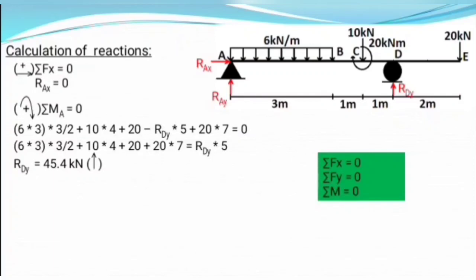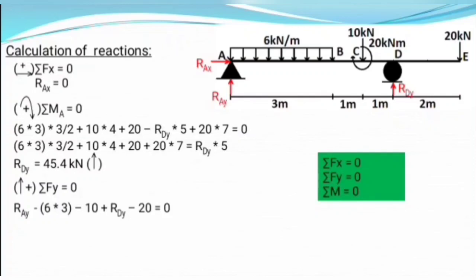Now, after we have obtained the value of RDY, the only reaction left to calculate is RAY. So to calculate this, we are going to use the remaining equation of static equilibrium, summation Fy equals 0, considering all upward forces as positive. Now, this is going to lead to the equation RAY minus 6 into 3 minus 10 plus RDY minus 20 equals 0. Here, RAY is vertical force acting in upward direction.